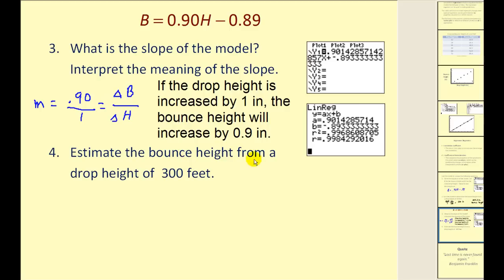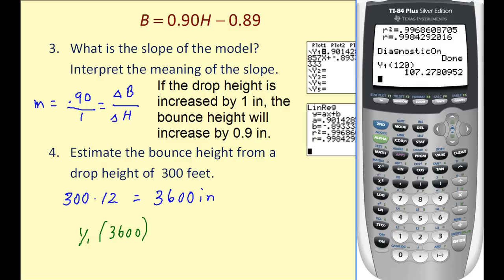And the last question, estimate the bounce height from a drop height of 300 feet. Again, we have to convert this into inches because our model is based in inches. So to convert 300 feet to inches, we have to multiply by 12. Our x value will equal 3,600 inches. So we need to find y1 of 3,600.